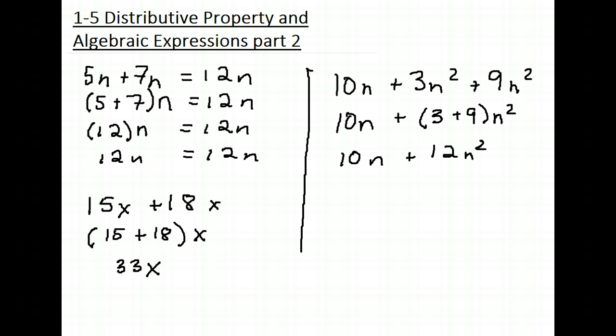And the last piece of information, so we have 10n plus 12n squared. We know the n's are our variables, but what do we call the number that's in front of it? This is called the coefficient. So the number that we have in front of our variable is called a coefficient. So in 10n, 10 is the coefficient and the variable is our n.